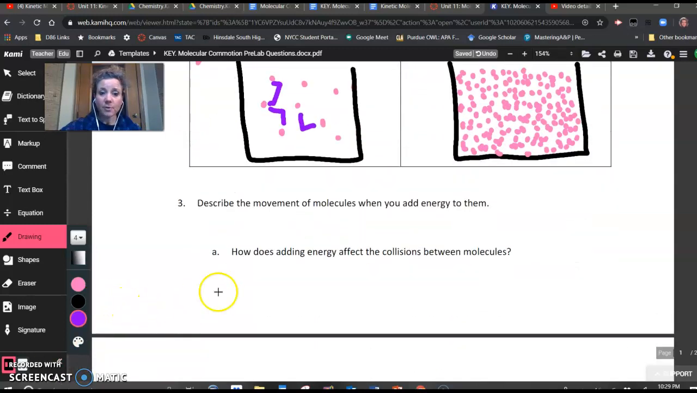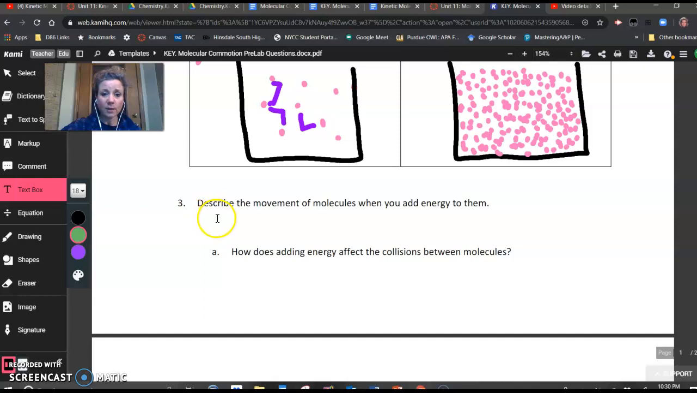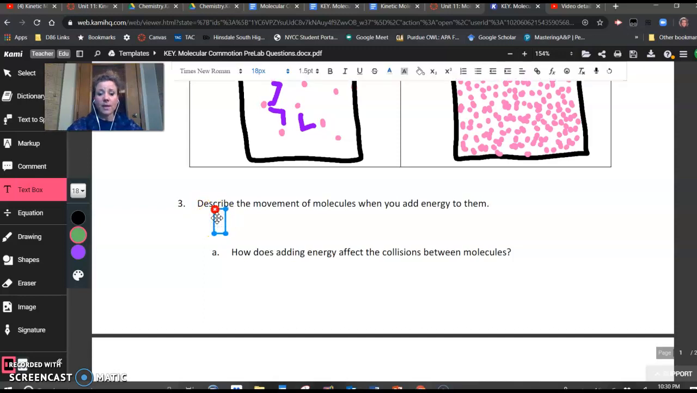Okay, let's move on. Number 3 says describe the movement of molecules when you add energy to them. Well, when you add energy to molecules, it's kind of like giving a small child all of their Halloween candy to eat at one time. And what happens to that small child? They're like bing, bing, bing, like knocking off the walls because now they've got all this energy from all of the sugar that they've just eaten. Well, that's kind of what you're doing when you're increasing the energy of different molecules. And so if I were to describe the movement of molecules when we add energy to them, I would just say they move faster.